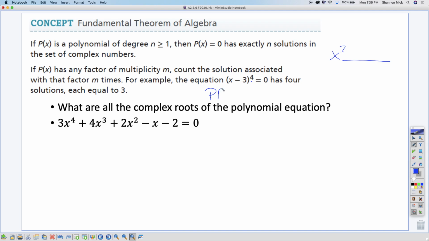I'm going to use up here. 2. Oh, that's easy. What are the factors of 2? 1 and 2. Okay. What are the factors of 3? 1 and 3. So I could have 1, 2, 1/3 or 2/3. Correct? Everyone see how I just made those numbers?